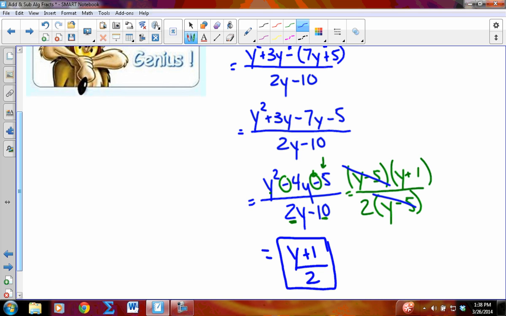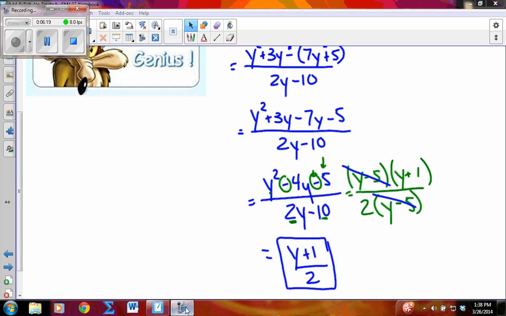That easy, guys. Okay? Taking a little bit of what you know about adding fractions and combining some algebra. The big thing is to remember to reduce at the end. Okay? See you tomorrow.